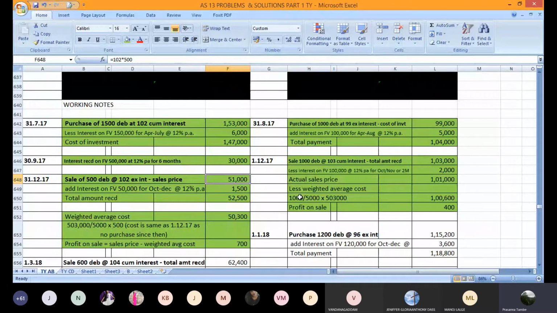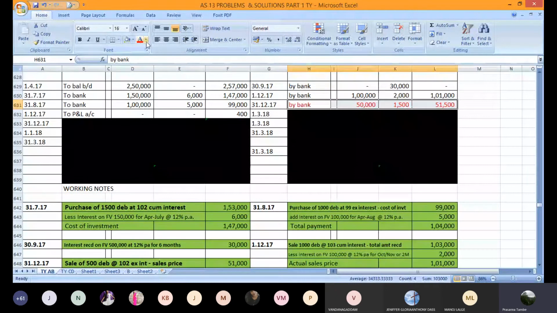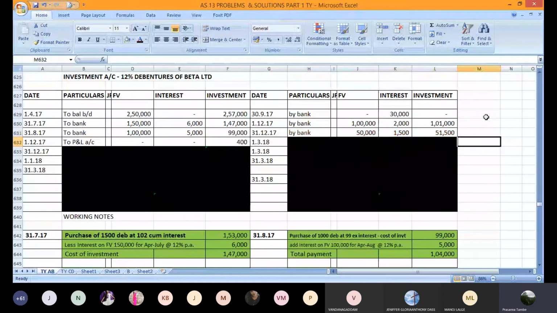31st December. This is your sale. Bank account debit to investment account 51,000. No, this was not 51,000, this was 52,500. Bank account debit 52,500 to investment account 51,000 to interest account 1,500.